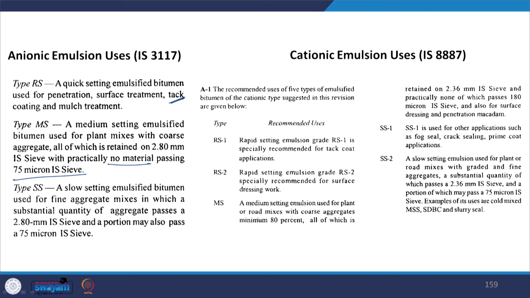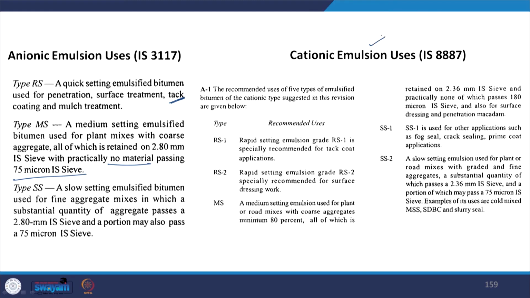Slow setting emulsions are of course used when the quantity of fine aggregate is very high. So, if we have a substantial quantity of aggregate passing 2.8 mm and also 75 micron, we should use slow setting. For example, slow setting emulsion can be used for dense cold bituminous mixtures, alright.